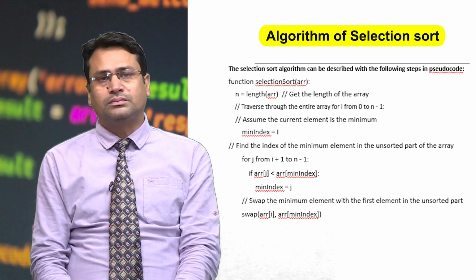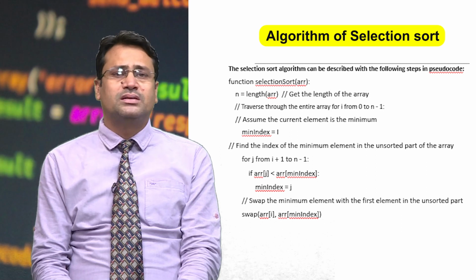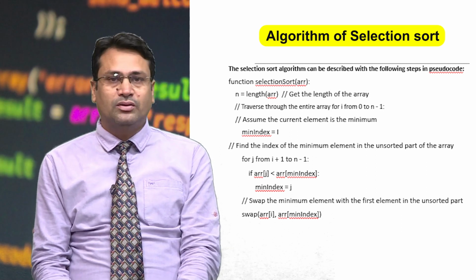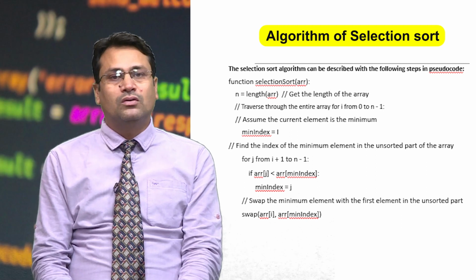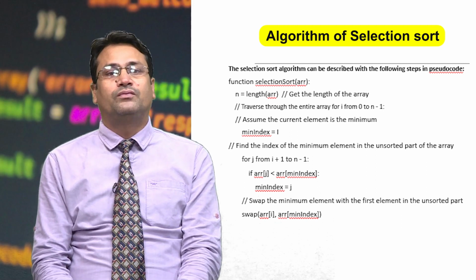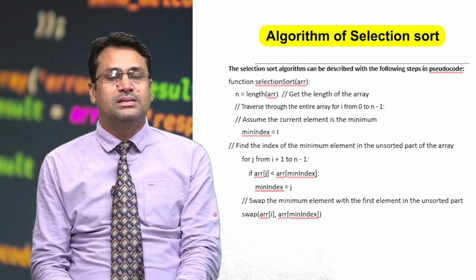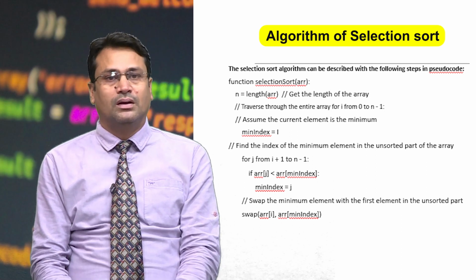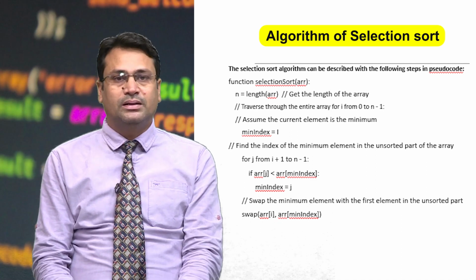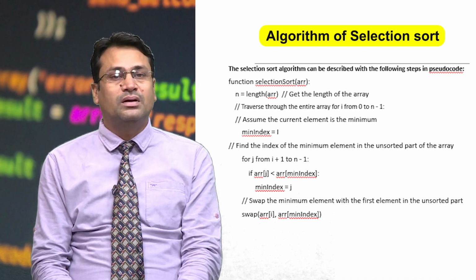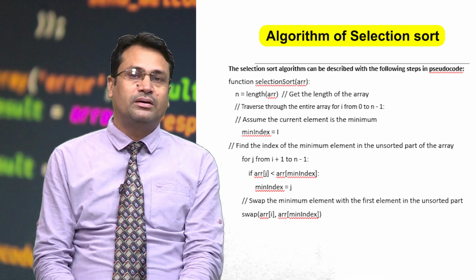In this pseudocode, ARR, which I have mentioned over here, is the input array that you want to sort. Here n is the length of the array. The outer loop iterates through the array from the first element, that is i equals 0, to the second last element, that is i equals n minus 1, and the next loop, that is the inner loop, finds the index of the minimum element in the unsorted part of the array.